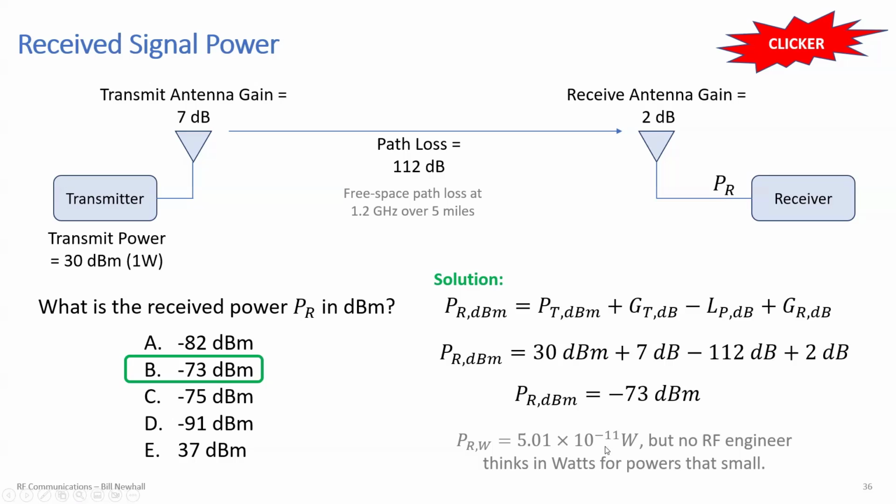If you tell them 5 times 10 to the negative 11th watts, they're not going to know. And the first thing they're going to do is calculate that value in dBm to see if it's reasonable. So just pointing out that we often work in dBm versus watts. We do use watts for some intermediate calculations, though.